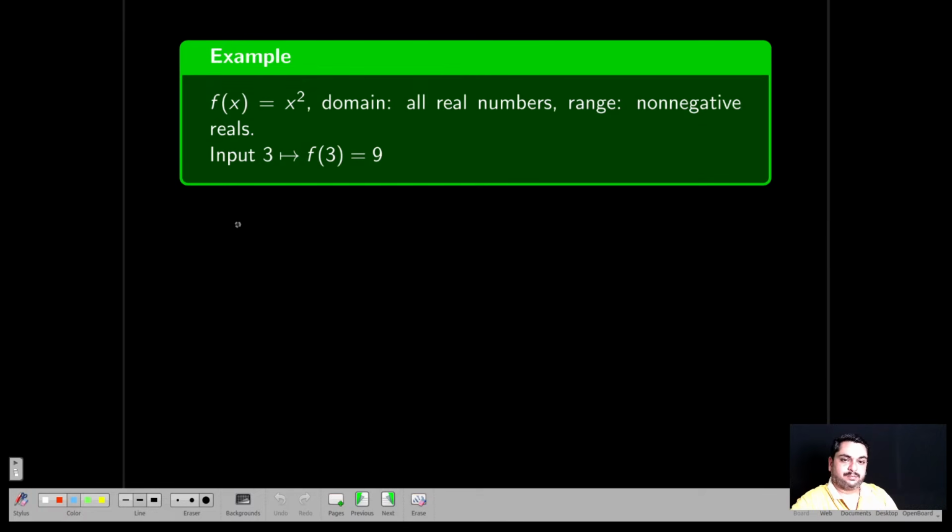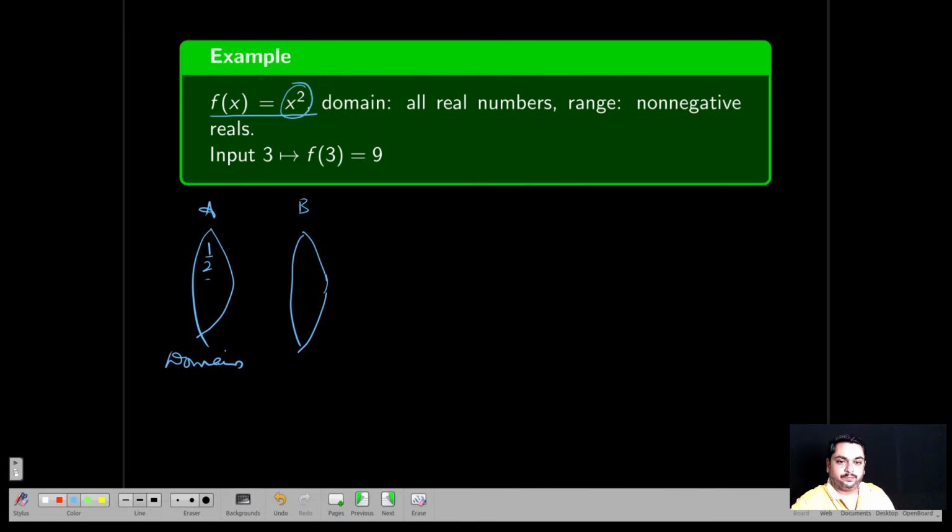Next, let us take an example. The function is a relation which maps exactly one element from set A to set B, and it also defines a rule. This is the rule of how to map. So let us say this is my set A, this is called the domain, and we have set B, this is called the codomain. Let us define set A as 1, 2, 3, 4 elements, and say we have 1, 4, 9, 16 in set B. This is the codomain.